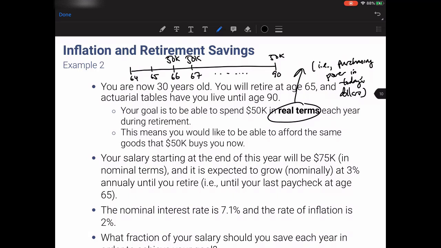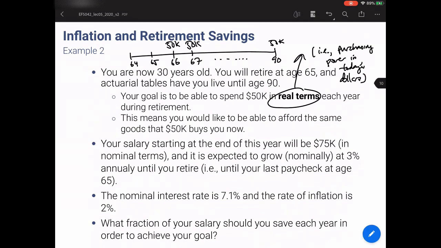Now we need to actually create income for ourselves in order to afford such a retirement savings plan. So the second bullet states that our starting salary at the end of this year will be $75K, $75,000 in nominal terms. And based on our productivity, we're going to be able to grow this $75K by 3% annually until we retire at age 65.